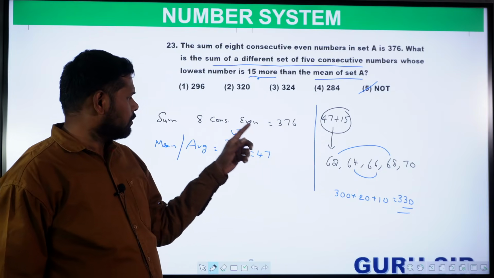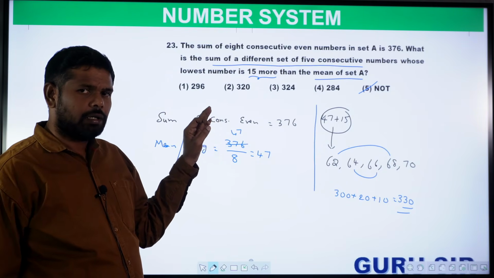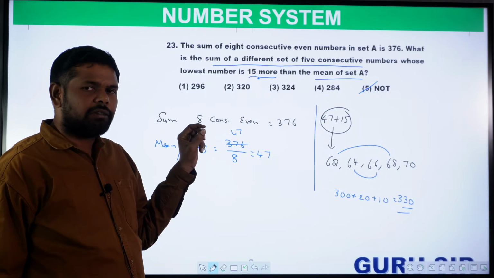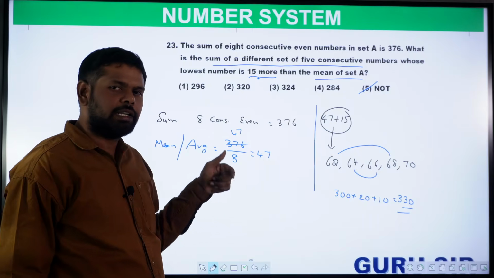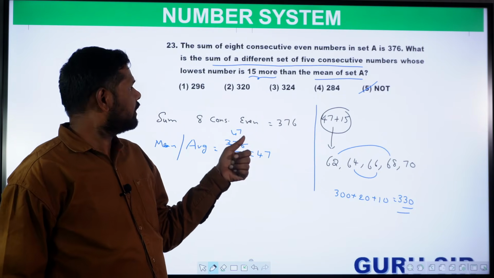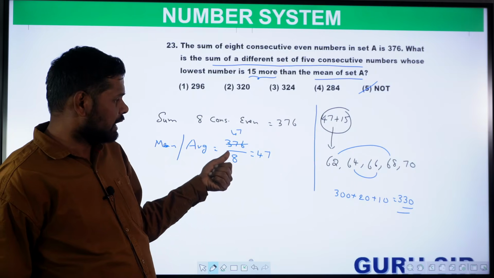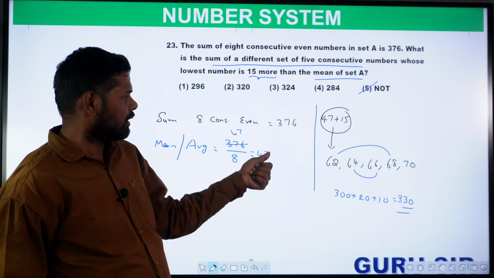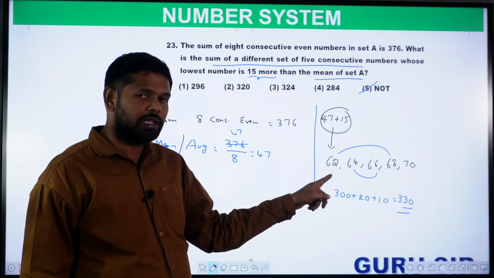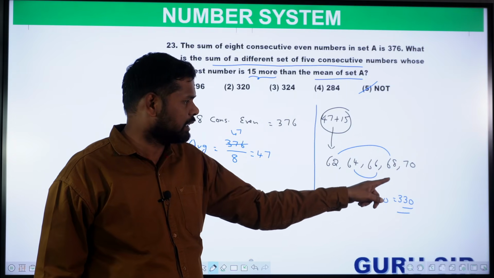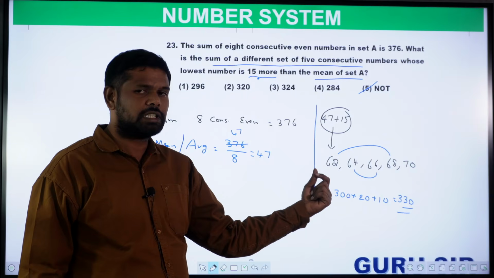So the sum of 8 consecutive even numbers is given, and a different set has 5 consecutive even numbers. The lowest of those even numbers is 15 more than the average or mean of set A. Average is 47. 15 more than that means 62 is the least number. After that, even numbers 64, 66, 68, 70. These all are the 5 even numbers. The sum of all this is 330.